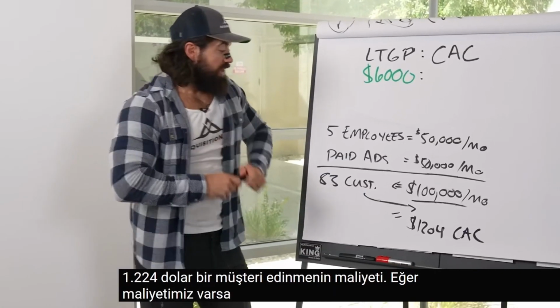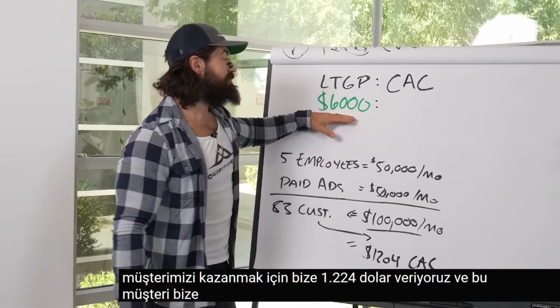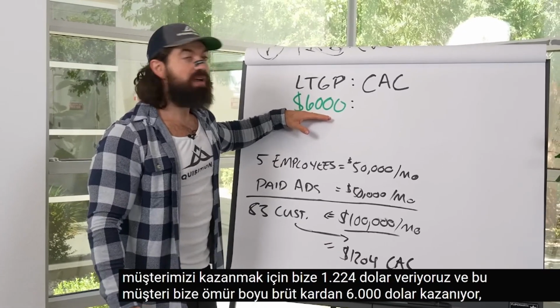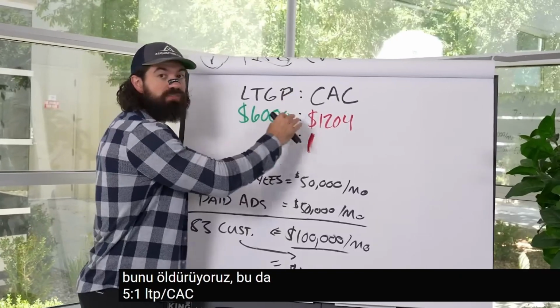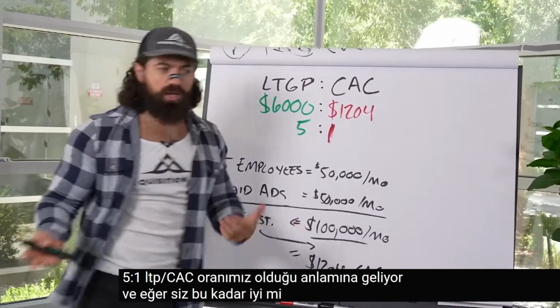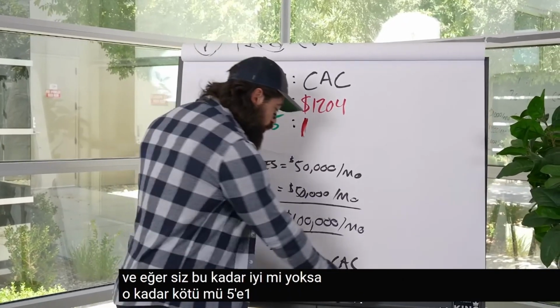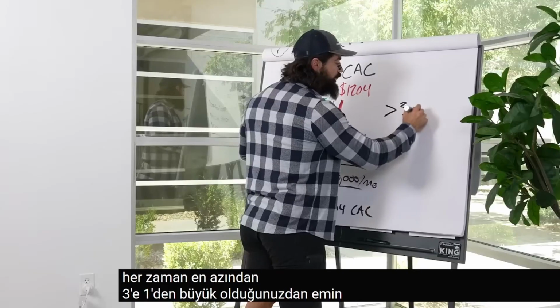Let's look at our math. If it costs us $1,204 to acquire a customer, and that customer makes us $6,000 in lifetime gross profit, we're killing it. So that means that we have a 5-to-1 LTGP to CAC ratio. And if you're like, is that good or is that bad? 5-to-1 is great. You want to make sure that you're always at least greater than 3-to-1.